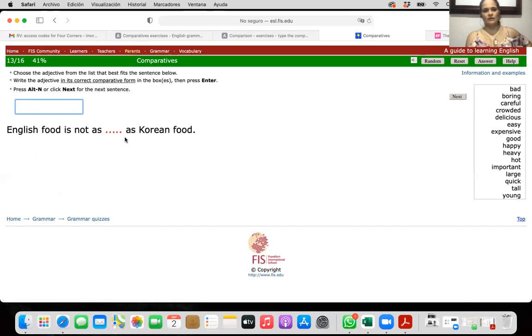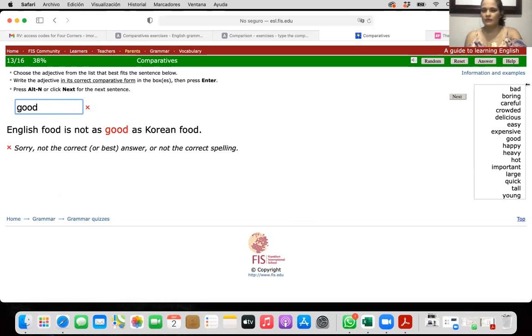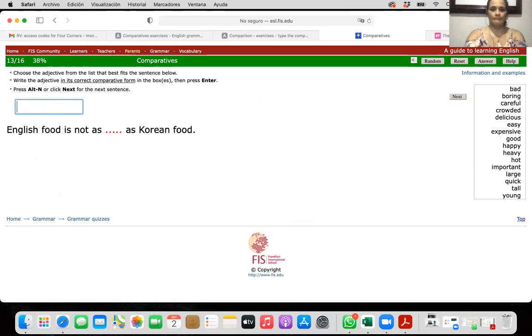English food is not as blank as Korean food. Is not as good. I don't know. No, it's not as delicious. Okay, so you can have an idea more or less on how these comparative sentences work, okay?